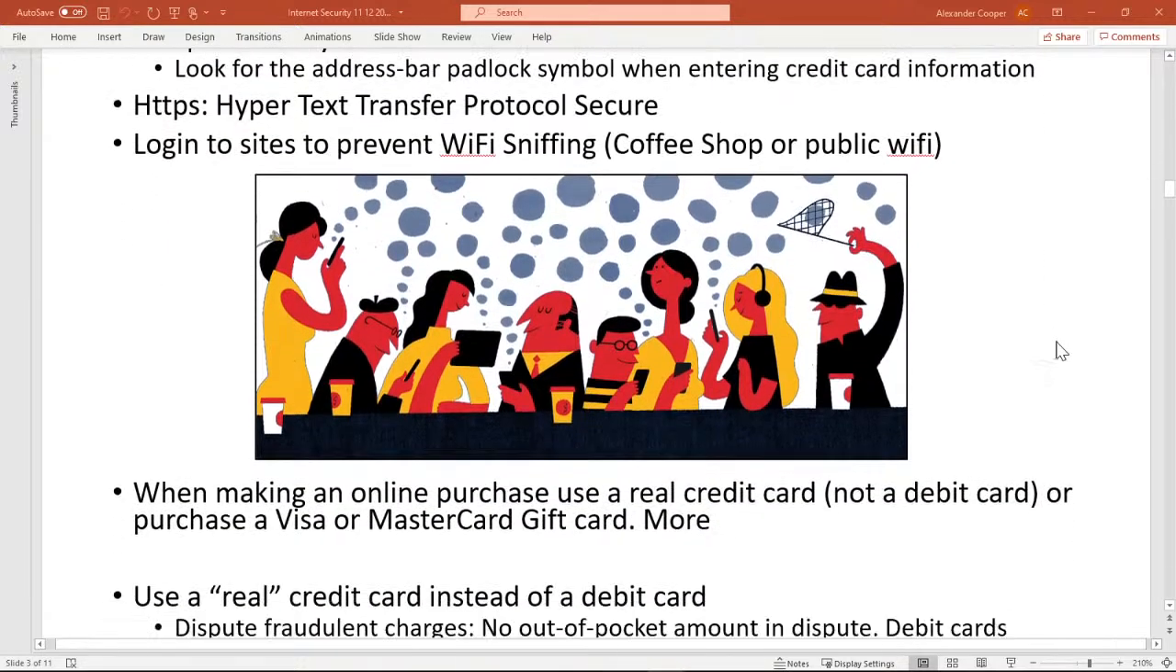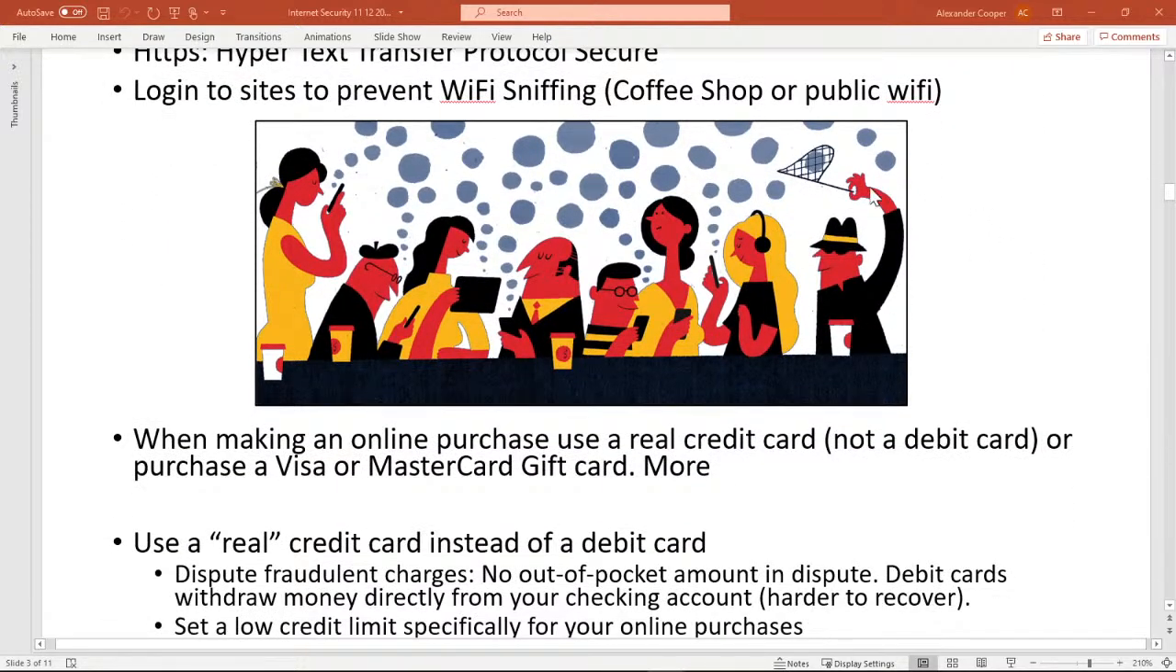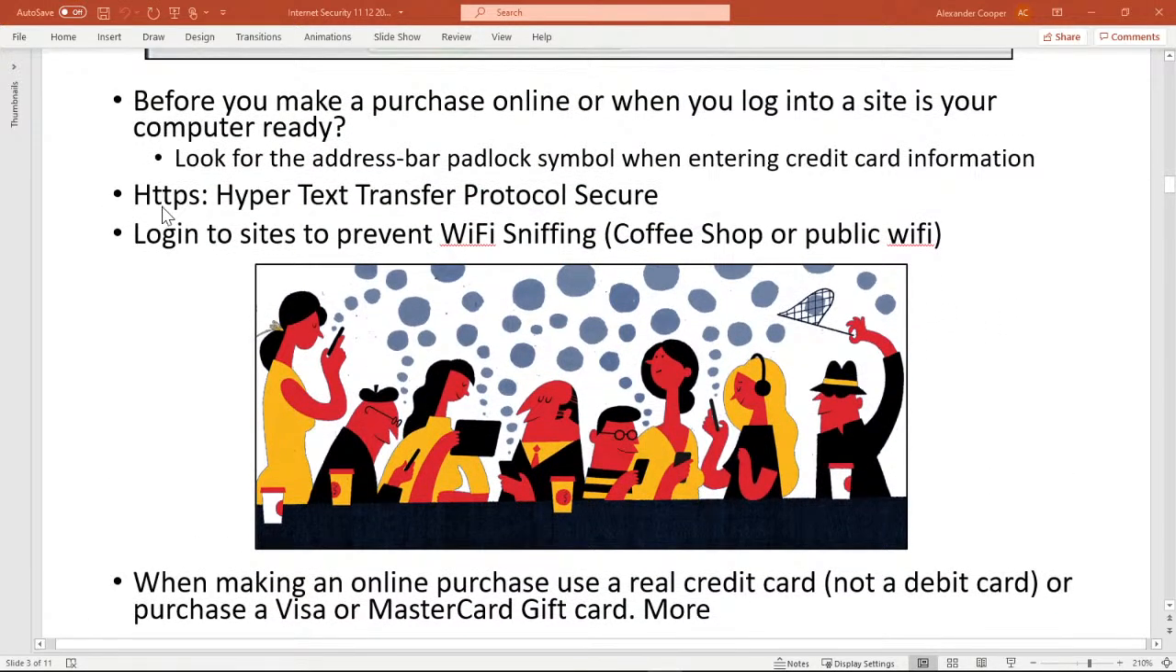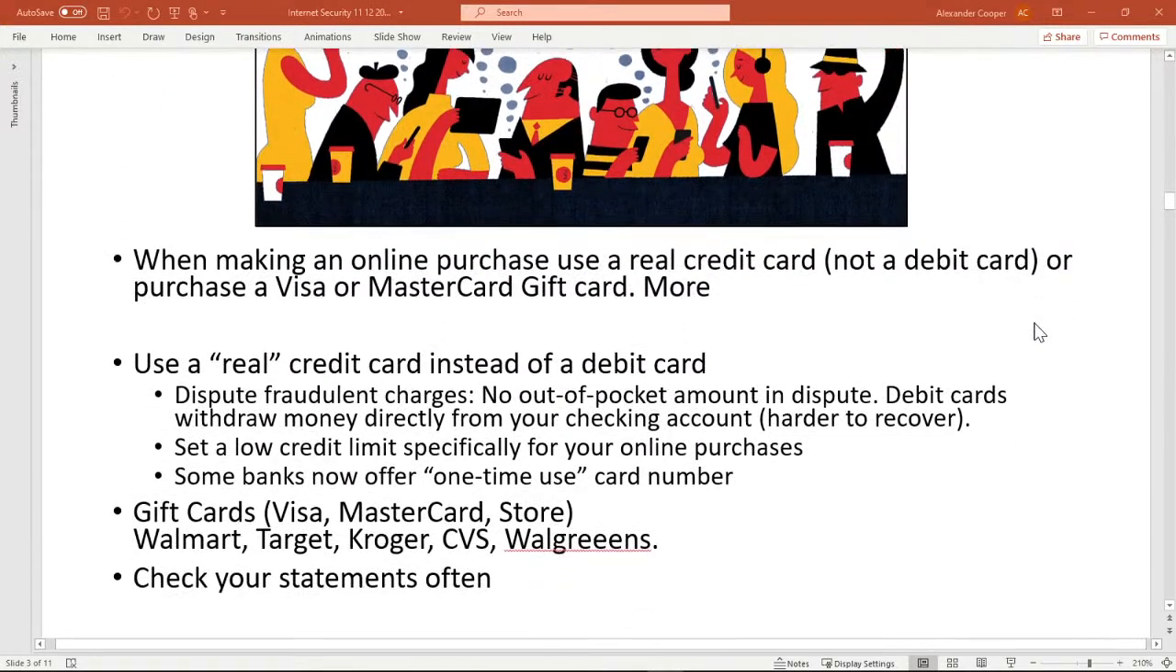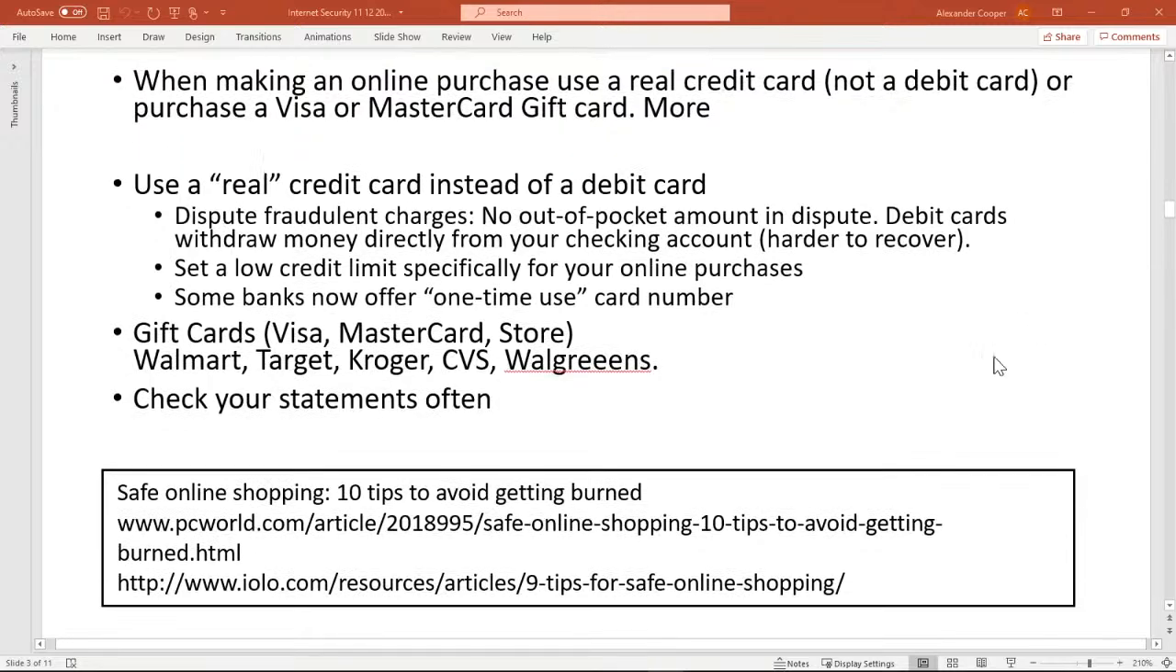Okay, so how can we stop something like this happening? We'll talk about a VPN later, or of course, make sure that you see the HTTPS on there when you log into websites. Now, when you're making a purchase online, the best recommendation I can give you is to use a real credit card when you buy something, not a debit card.